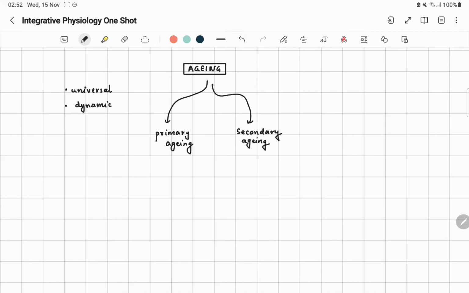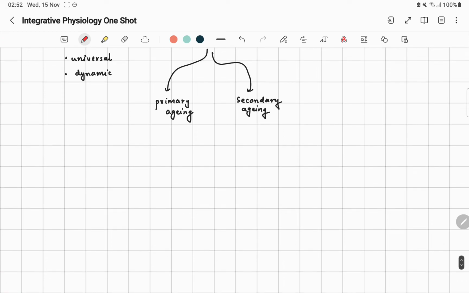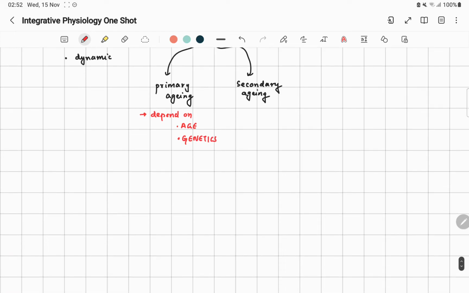Okay, primary aging and secondary aging. Primary aging is a normal aging process. It depends upon hereditary patterns, your age and genetics. Secondary aging is affected by other factors.